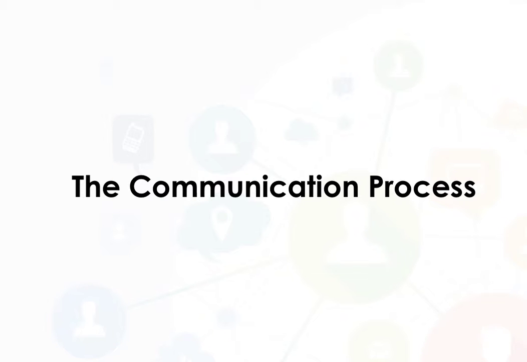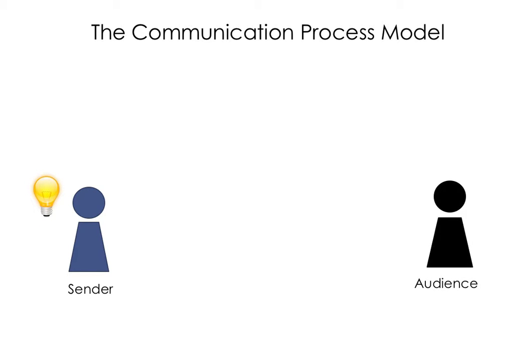So let's get started with the communication process. As a model, the communication process starts with a sender. This is the person who actually originates a message. And here's how it works. The sender has something that they would like to share with an audience. And that audience can be a colleague, a coworker, customers, your manager, people who report to you, whoever that audience is. It's anybody that's on the receiving end of your message. And it really starts with the sender having an idea, something that they want to share with the audience.